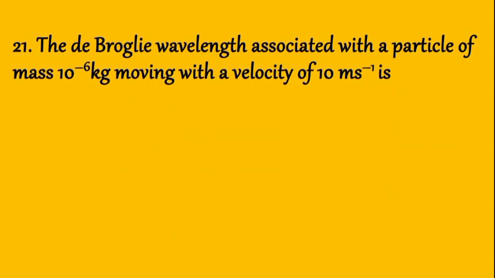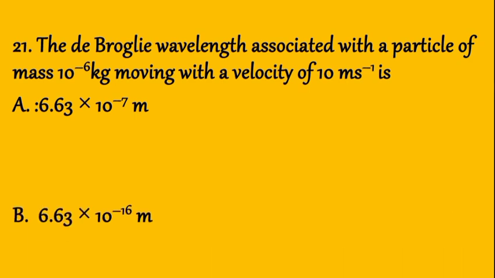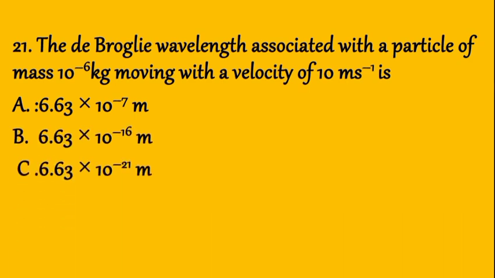Question 21. The de Broglie wavelength associated with a particle of mass 10 to the power of -6 kilogram moving with a velocity of 10 meters per second is A. This one, B, C, D.